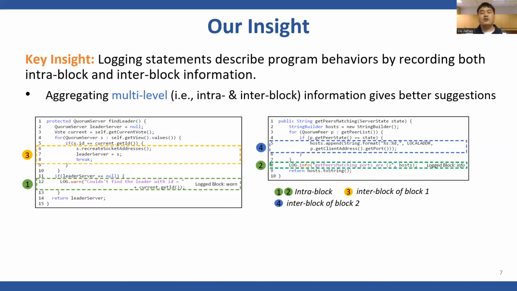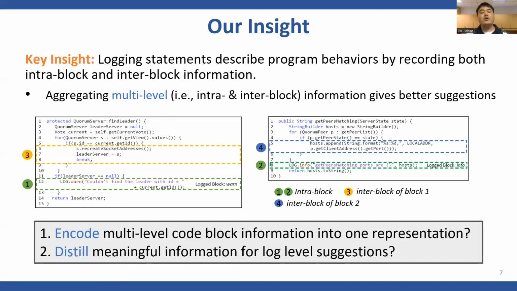Particularly, when we consider inter-block information, we can know block 3 interacts with block 1, and it is important since its calling function recreate socket address has many warning-level logging statements. While we didn't find any important signals from block 2's interacted blocks, such as block 4, so we should give a higher log level for block 1. However, there are two challenges for us to predict log levels with multi-level information.